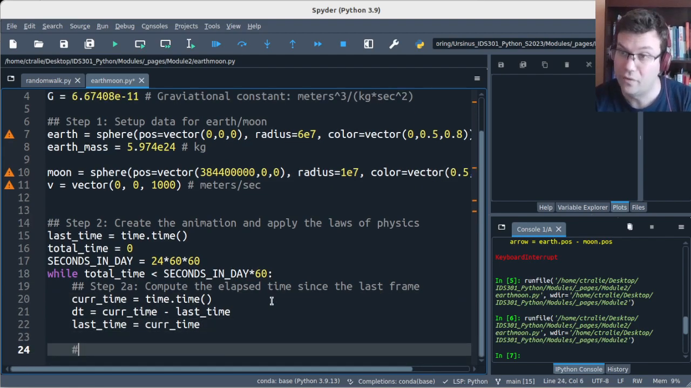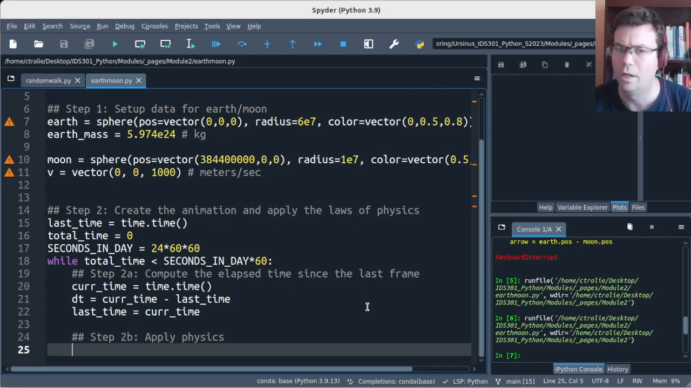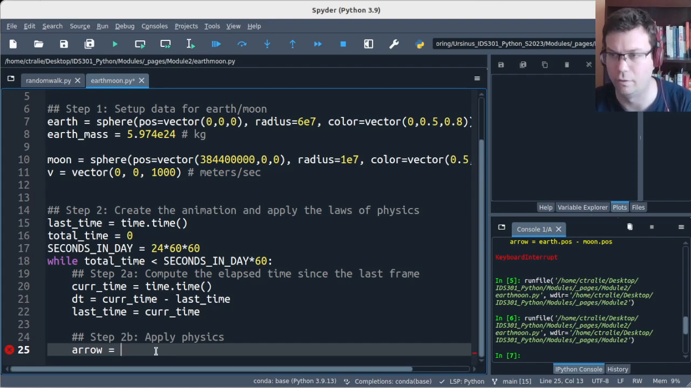Now if you recall, the next thing we have to do, this is the real meat of the work here, is apply physics. Okay? And so what I need to do first is actually set up an arrow from the moon to the Earth. Okay, so if I do the following, I can actually do this vector subtraction here. And normally I would take a lot more time to explain this. I usually take a few classes to explain this in my graphics class. But for now, let's just roll with it.